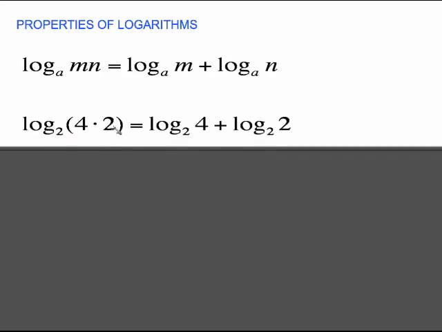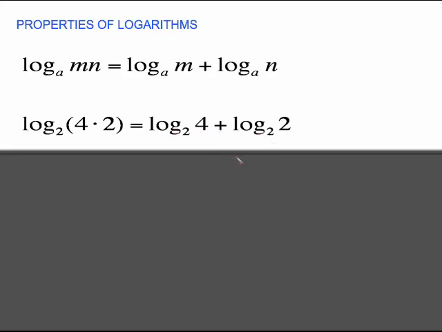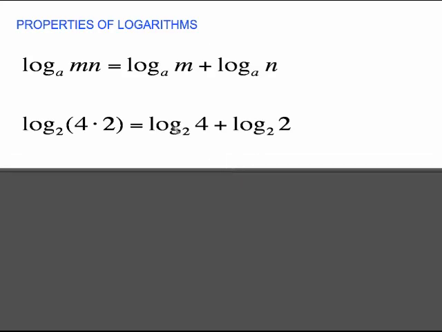Log base 2 of 4 times 2 will break into log base 2 of 4 plus log base 2 of 2. Let's do the arithmetic on this and verify that this really is true, and then I'll explain why this works. Log base 2 of 4 is 2 because what you're saying is 2 to the second power equals 4. Same thing here. 2 to the what power gives you 2? 1. So this side would equal 3. If I did this arithmetic here, which is 4 times 2 is 8, I'm looking at log base 2 of 8. What is the log base 2 of 8? Meaning what is the power that goes on 2 to make 8? 3. So that verifies that this works.